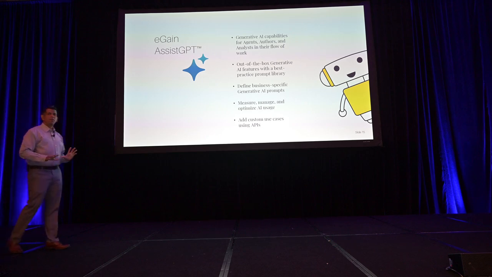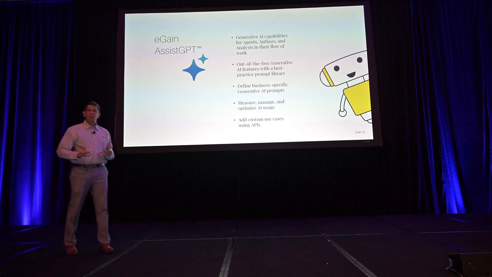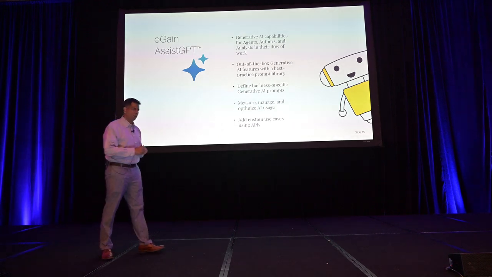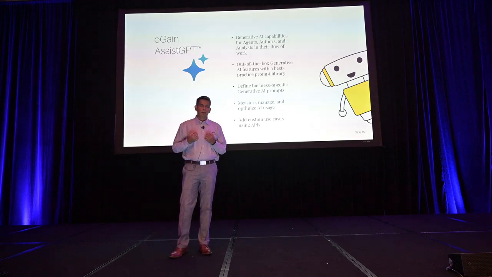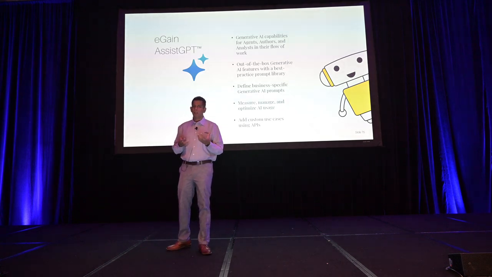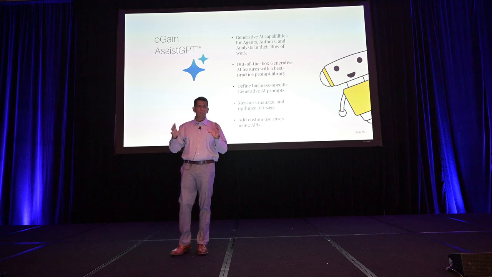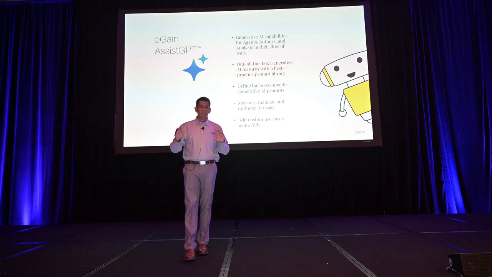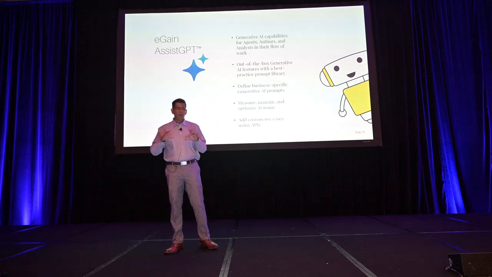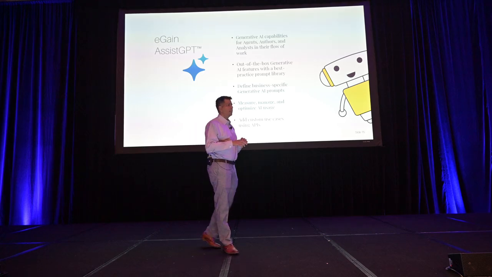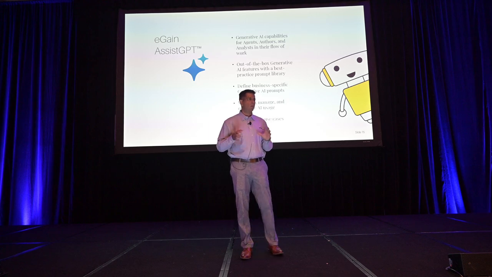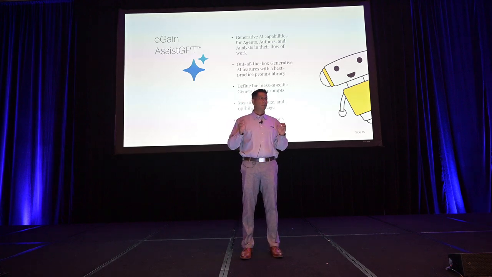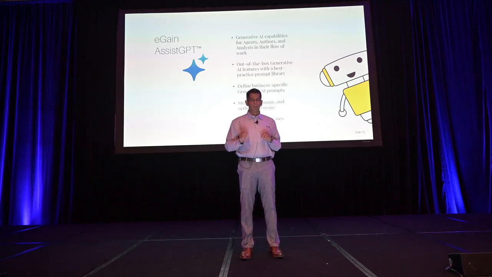Most of you are probably familiar with Assist by now because you would have seen it yesterday in the demonstrations. Some of you are already working with us and using Assist. Assist GPT is our generative AI capabilities packaged with out-of-the-box learnings that we've had working with a lot of you. So it comes out of the box with a lot of prepackaged use cases, prompts that are ready to use.